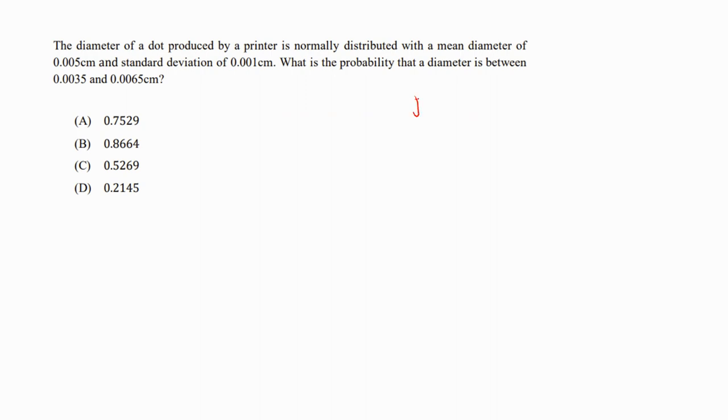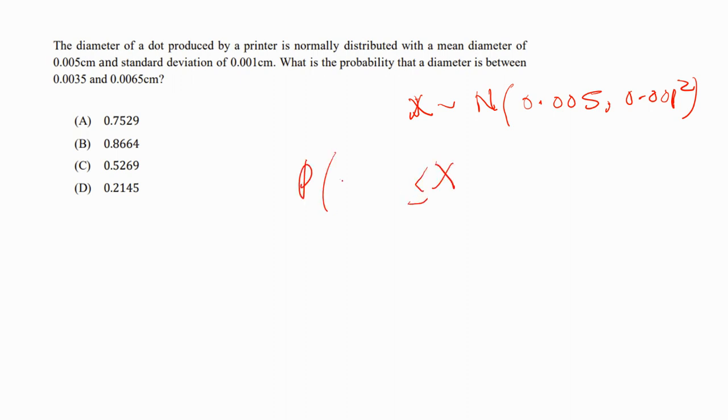So what is given here is that x follows normal with mean 0.005 and its standard deviation is this. So what is the probability that diameter is in between 0.0035 and 0.006? So I think I have solved enough questions like this. Can you do this one?